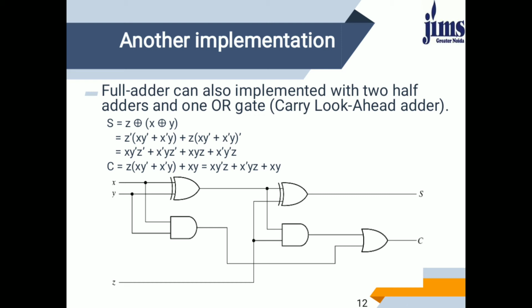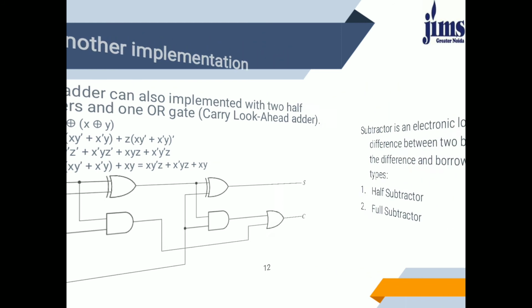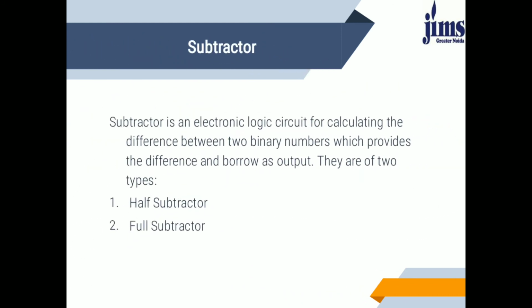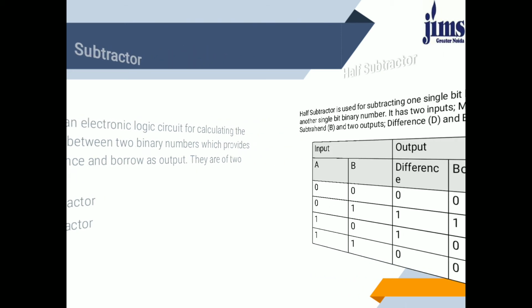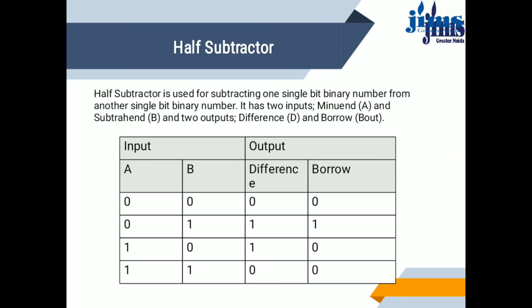Now let's discuss the subtractors. A subtractor is an electronic logic circuit for calculating the difference between 2 binary numbers, which provides the difference and borrow as output. There are 2 types, just like adders: half subtractor and full subtractor. A half subtractor is used for subtracting one single bit binary number from another single bit binary number. So it has 2 inputs, one minuend and another subtrahend, and 2 outputs, difference and borrow.